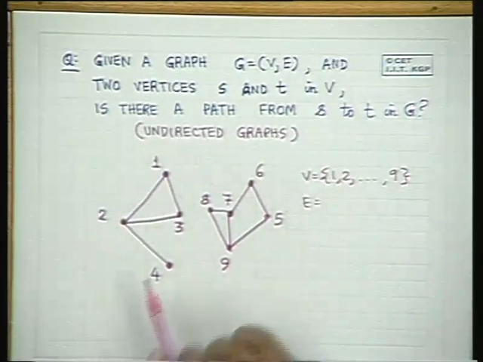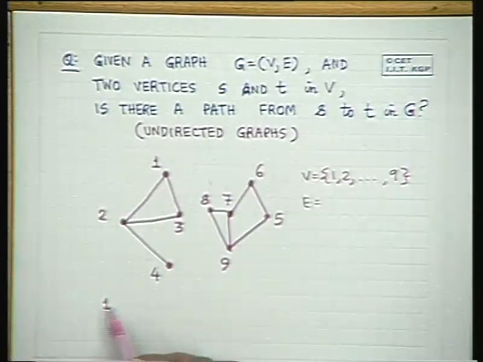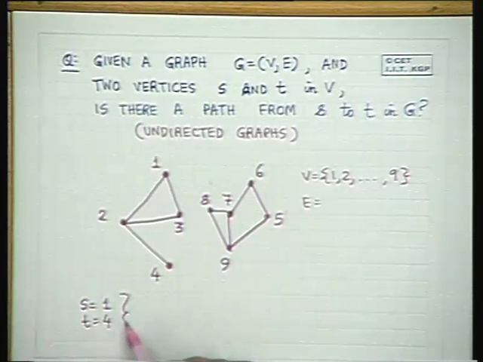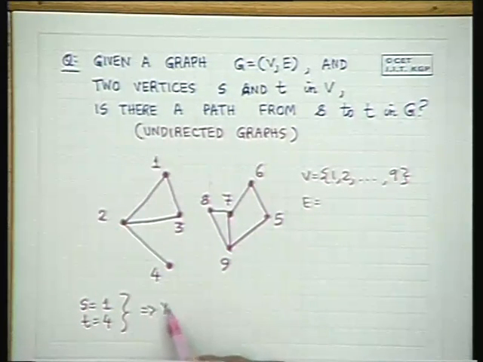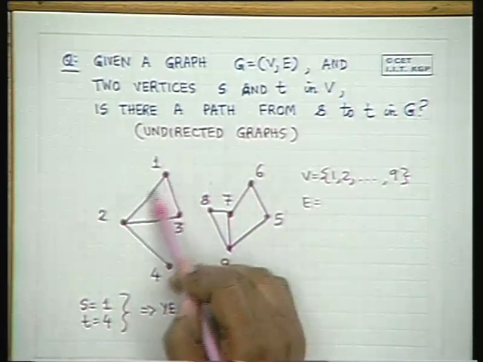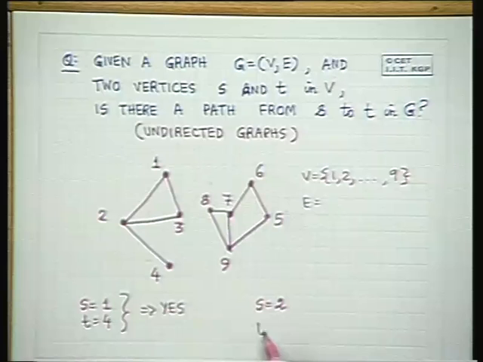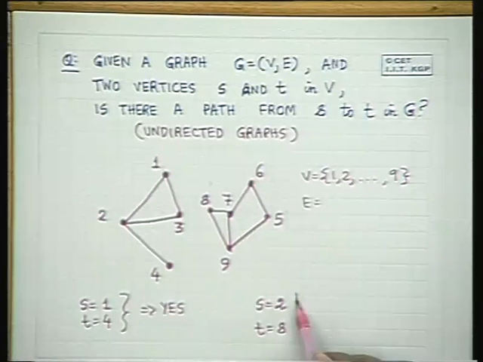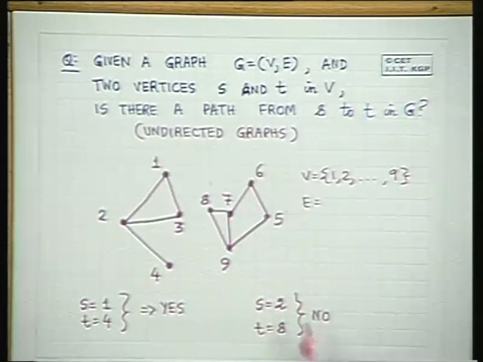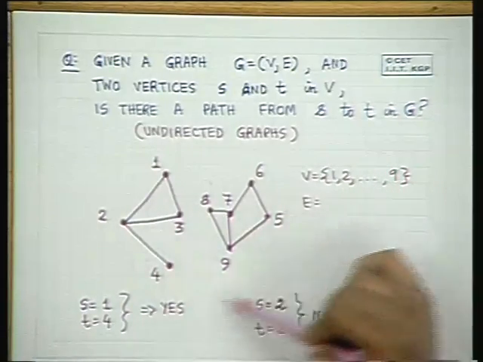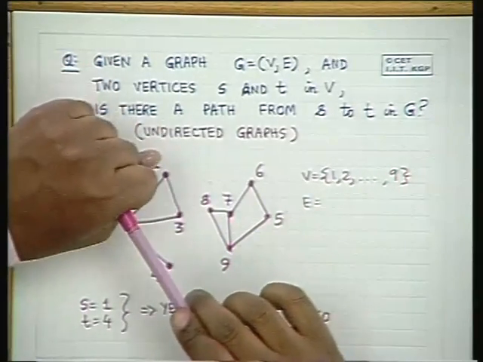Suppose I give you S equal to 1 and T equal to 4, the answer is yes, because there is a path. But if I give you S equal to 2 and T equal to 8, the answer is no. So how do we find out whether there is such a solution to a graph?